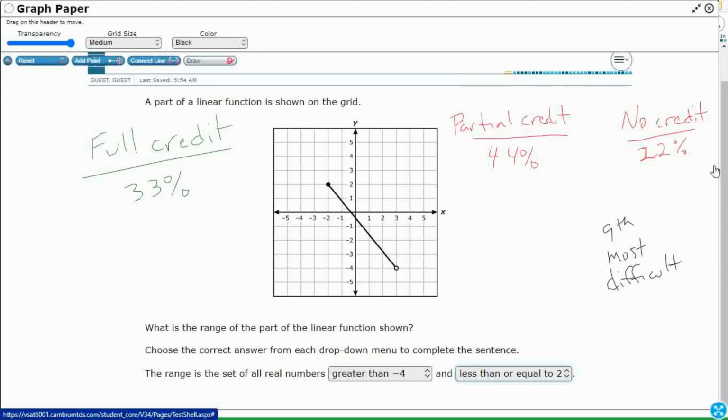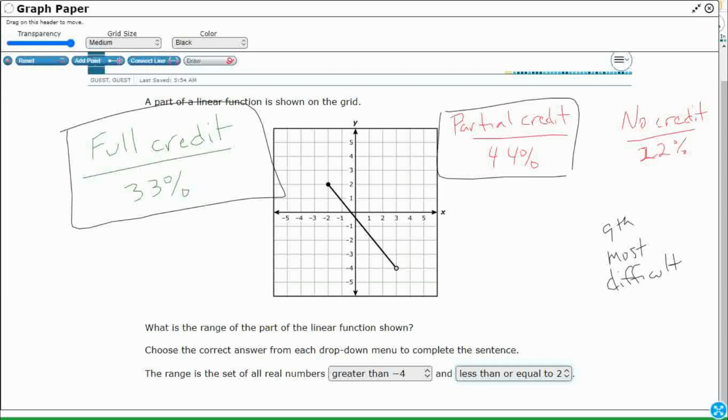This is a 2-point problem, so only 33% of the students, 1 out of every 3 students, was able to get full credit, get both points. Partial credit, just 1 out of the 2 points, 44%. So if you put those two together, that's 77%, but it is a 2-point problem. There's a full 22% that got neither of them right.